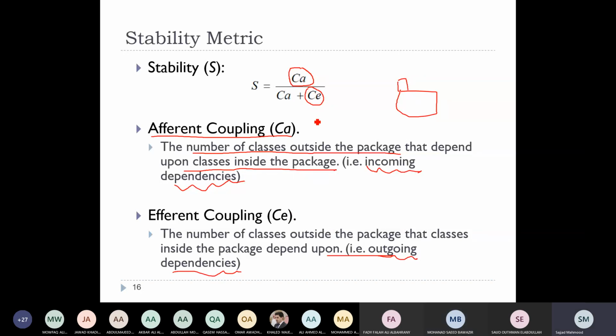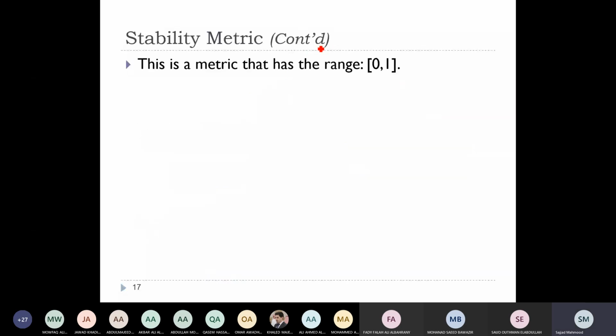Okay. Now, what do you think? What will be the range of this one? The value of S for a package? 0 to 1. 0 to 1, absolutely. Right, so the range will be between 0 and 1.